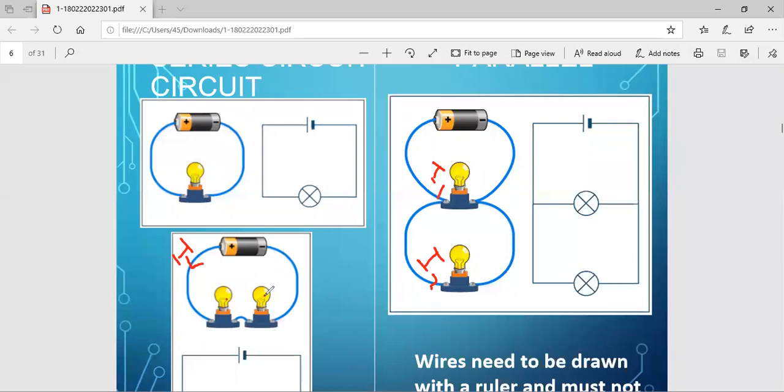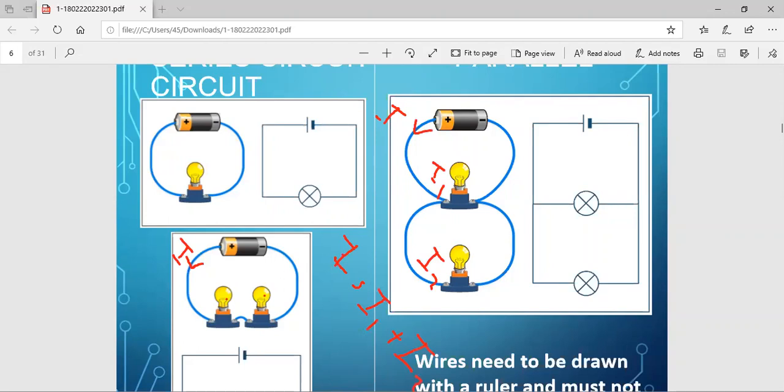So the value of I1 may be equal or may not be equal to I2, but in most cases it is not equal. And both of them are not equal to I total, which is the original current coming from the source. So I total is equal to I1 plus I2.